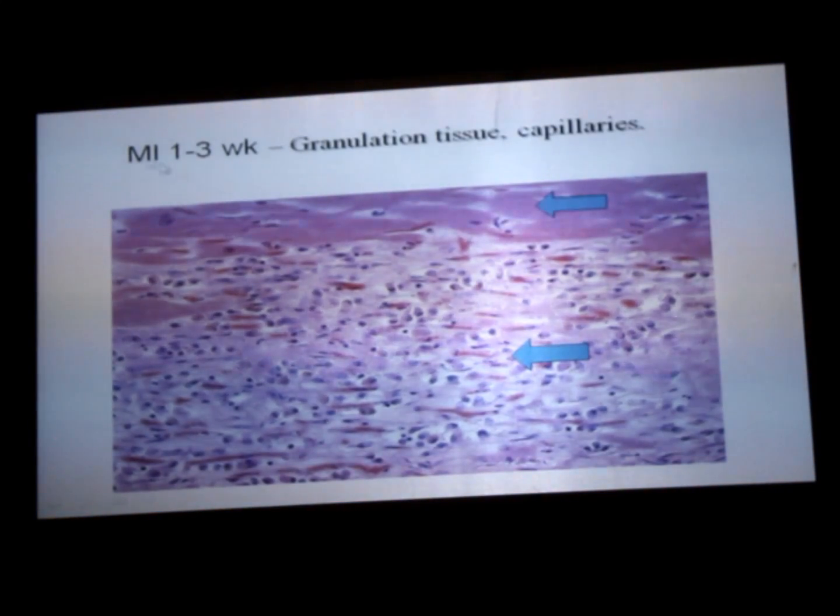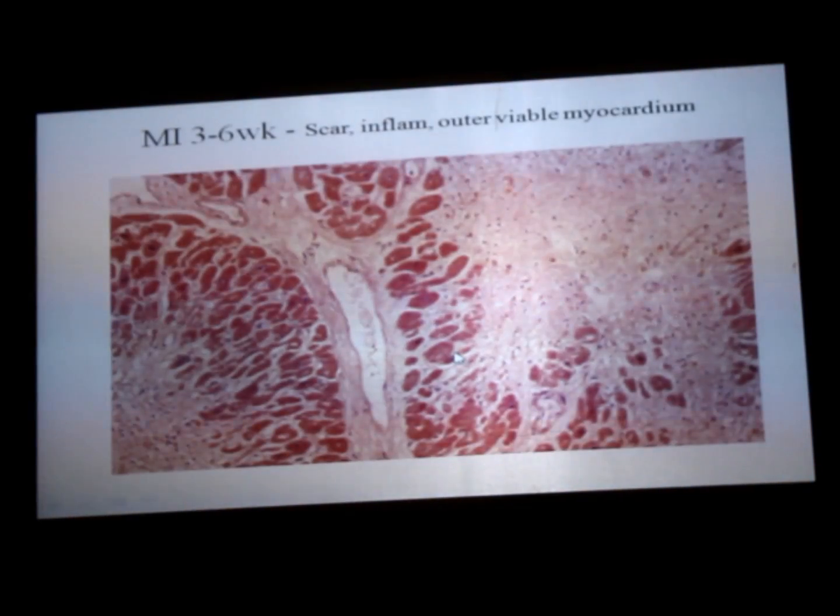So here also, during the repair process, granulation tissue is seen by 1 to 3 weeks. After a myocardial infarction or after a heart attack, 1 to 3 weeks you will find granulation tissue, okay, consisting of many blood vessels. You can see all these are blood vessels. So many blood vessels, and these blue cells are many inflammatory cells. Next, after 3 to 6 weeks, inflammation subsides, granulation tissue subsides, the tissue changes itself into a scar, okay, a pale colored or white colored scar.